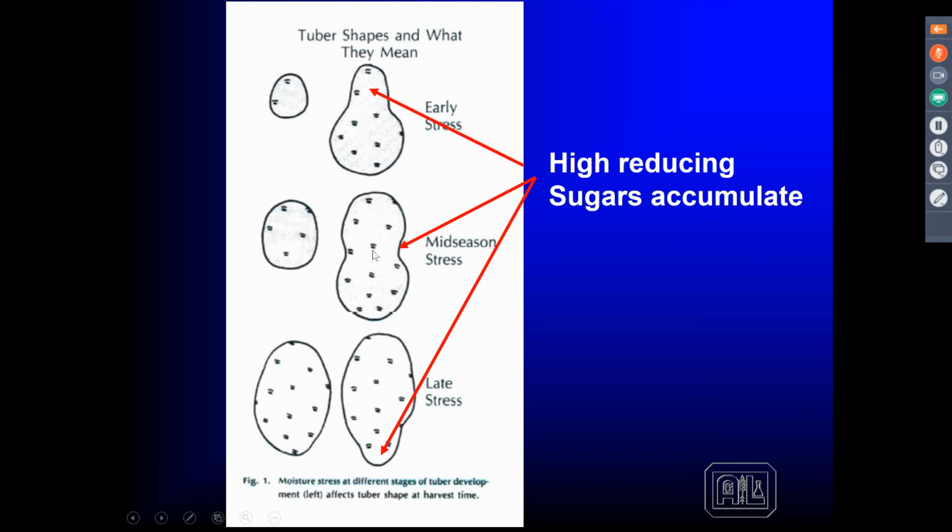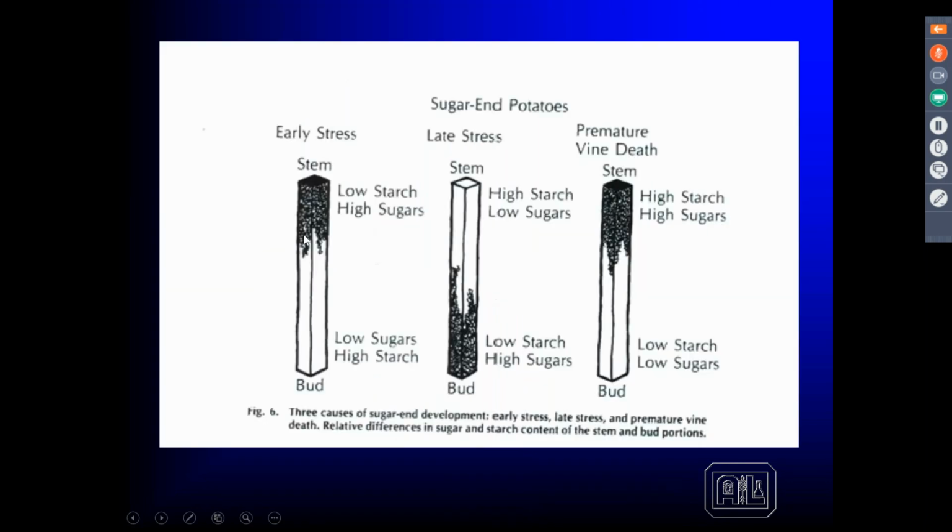In this case, the stress happened mid-season. In this case, it happened late season. And what that looks like in a finished product is either sugar ends or dark ends in the potato that is an issue for the processor, and the farmer is deducted for that.